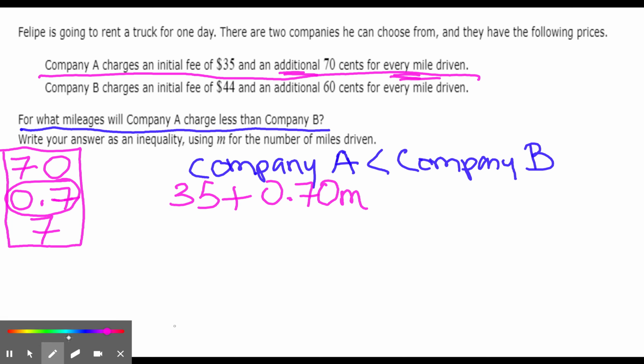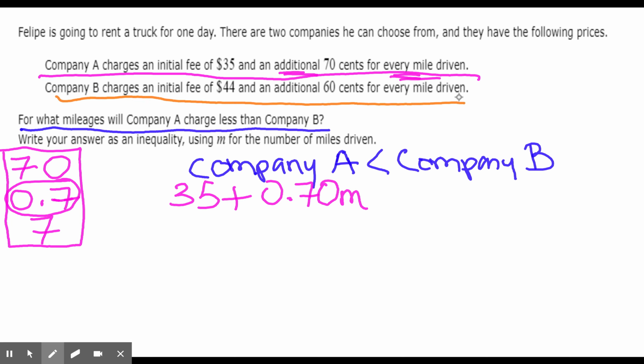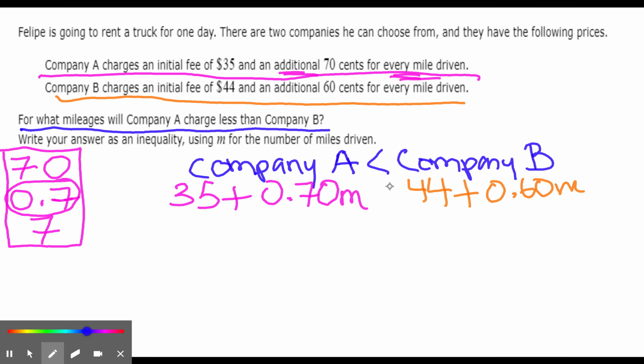Now, let's switch to Company B. Company B charges an initial fee of $44 and an additional 60 cents for every mile driven. So 44, let's fix that. An additional 60 cents for every mile driven. And now we have replaced Company A with its inequality and Company B with its inequality, and we can solve.